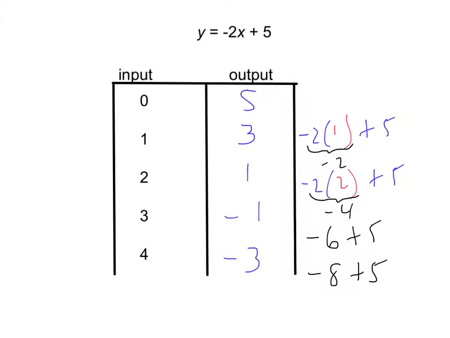So that takes you through the relationships. This is all called evaluating a function. This is where you plug in input values and you get the corresponding output values. So that's evaluating functions by using a function table.